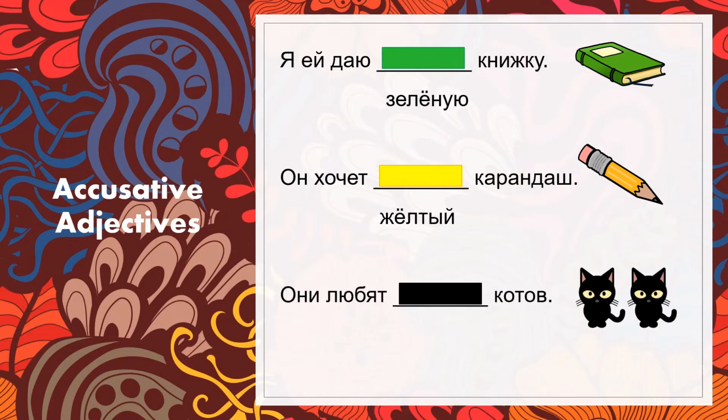In our last example, они любят котов. They love cats. Okay, cats is plural but animate. So, when we want to say they love black cats, it will be они любят черных котов. Okay, it was that ending.